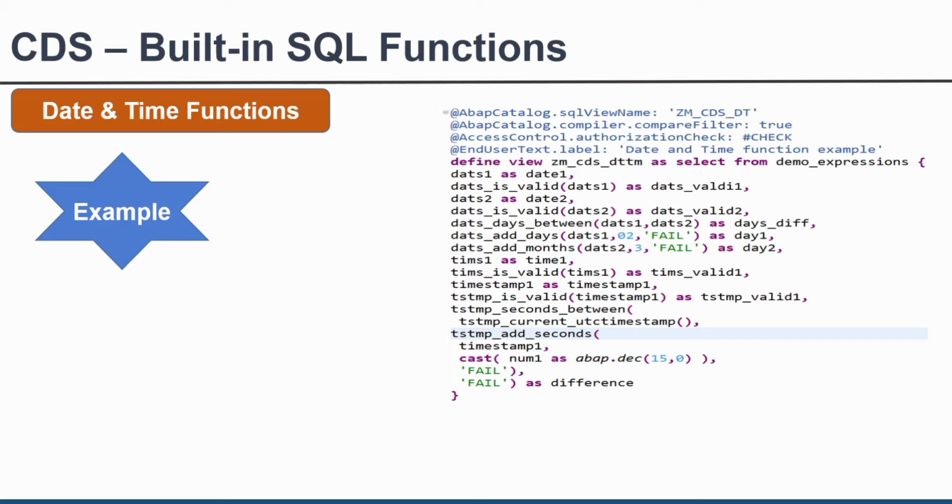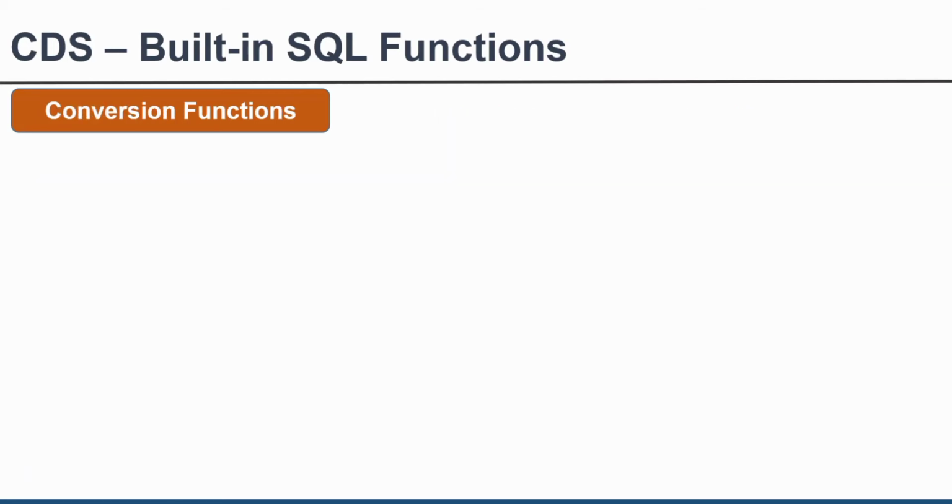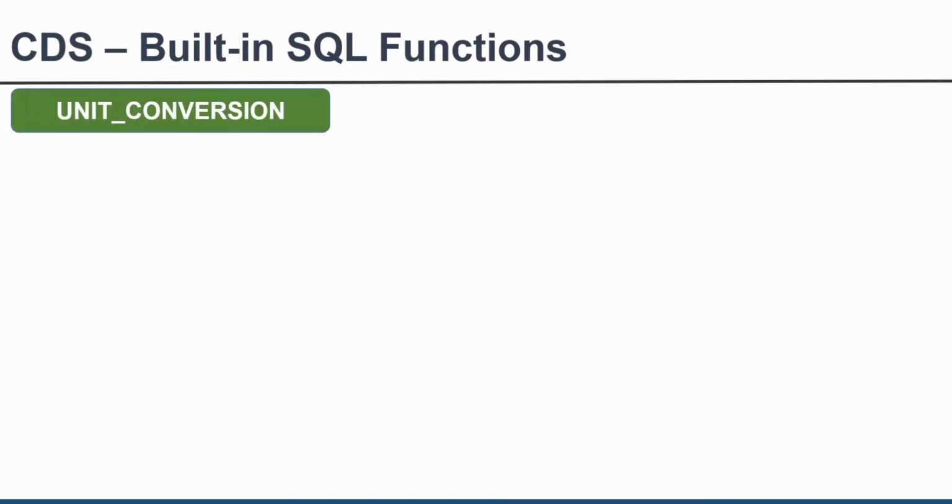An example CDS view using the date and time functions. Again, selection from the demo_expression table, and here's the output. Conversion functions. We have unit conversion, currency conversion, cast, hex to bin, bin to hex, and decimal shift.